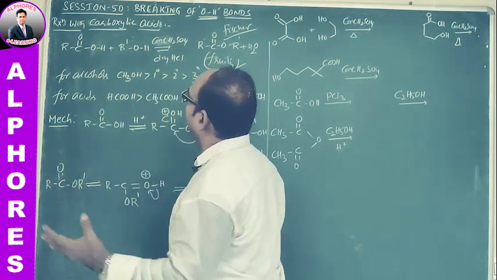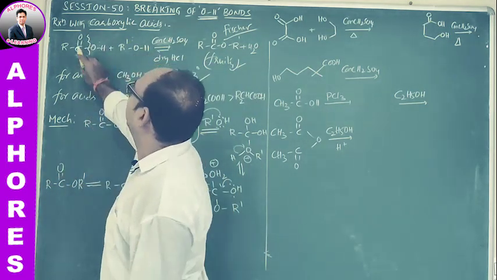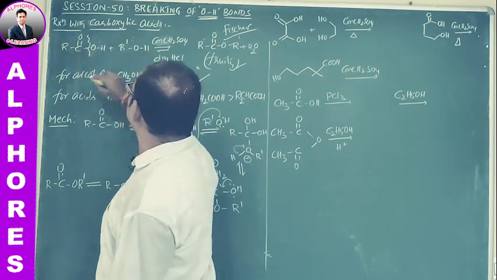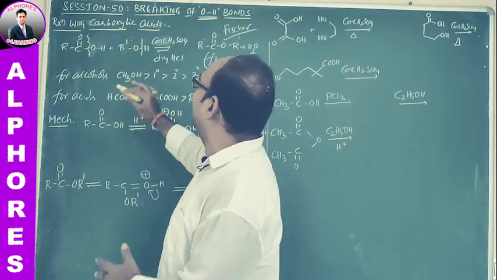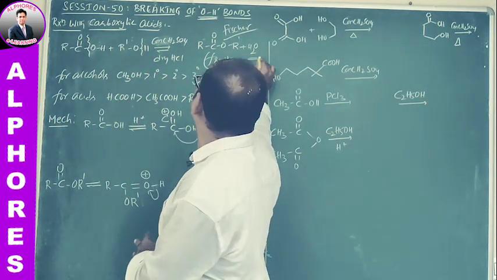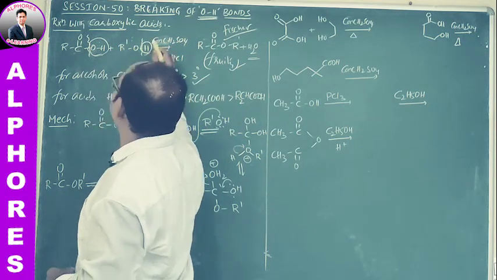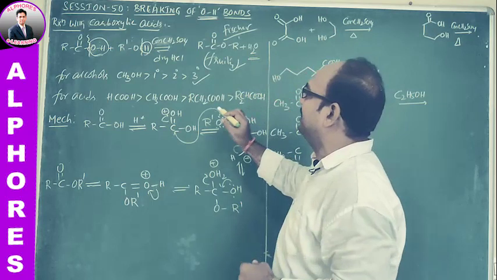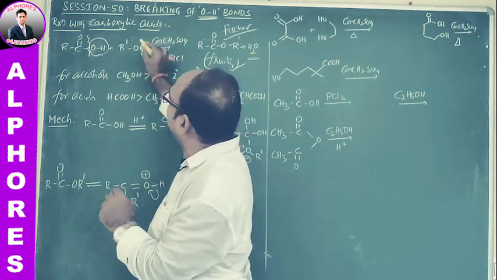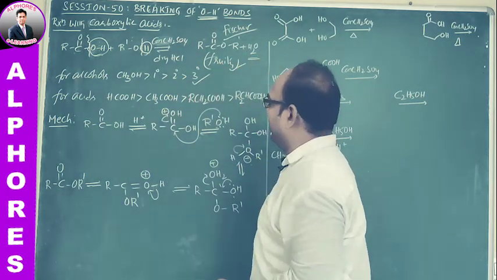to break. But actually if you observe the mechanism here, the actual bond breaking takes place between the carboxylic carbon and the oxygen of this OH. That means in this reaction dehydration is nothing but losing of water. In this dehydration, the OH group from carboxylic acid and hydrogen from alcohol are removed. That means alcohol shows acidic property and carboxylic acid shows basic property.